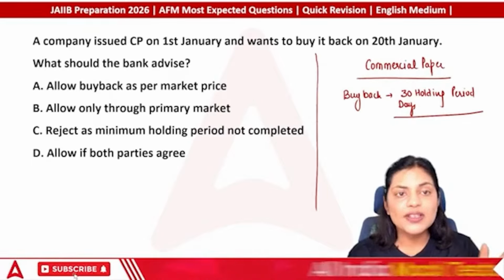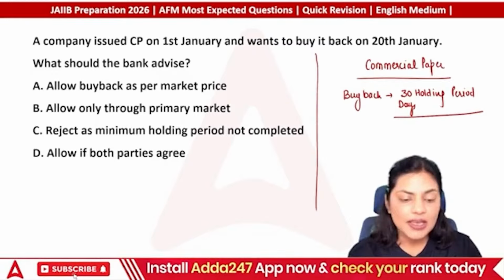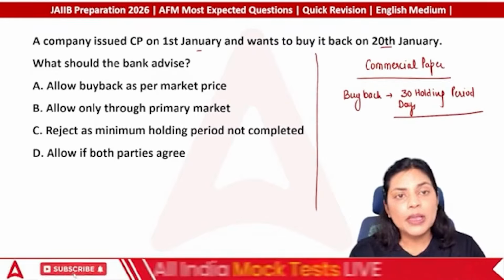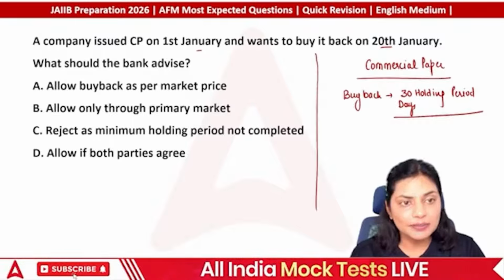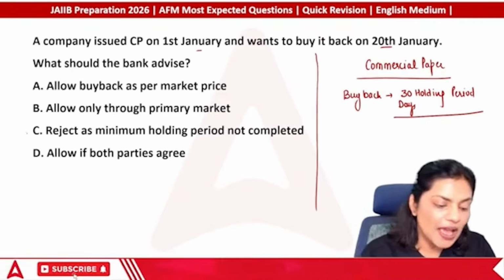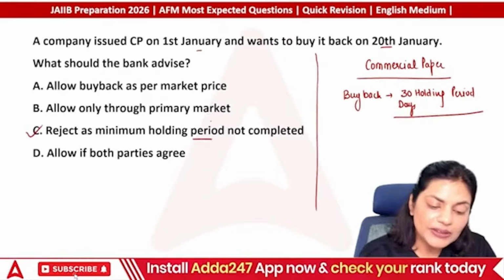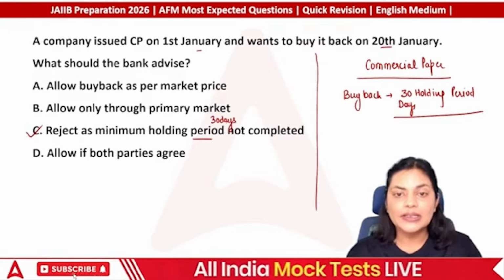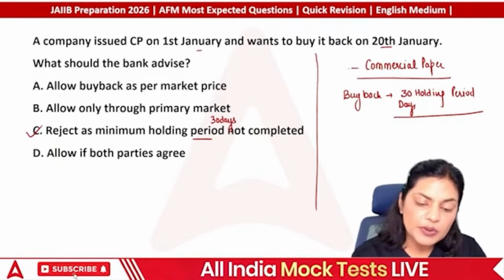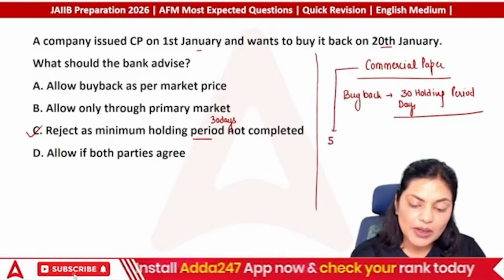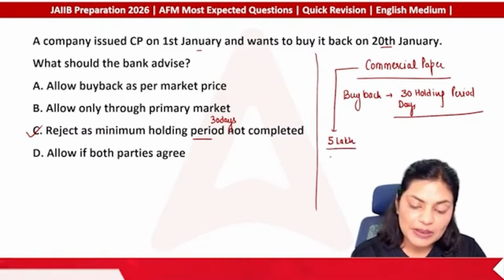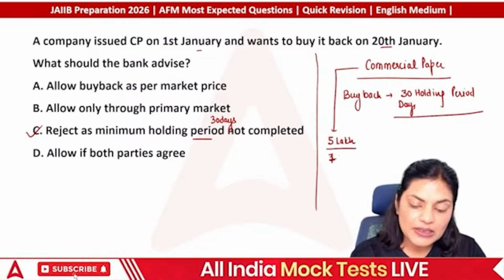So because the duration is less than 30 days, it was issued on 1st January and on 20th January they are asking for buyback, this condition is completely wrong. We should reject, as the minimum holding period of 30 days is not yet completed. We cannot approve it. Correct? For the issue of commercial paper, the minimum value is 5 lakh, and it should be in multiples of 5 lakh. Minimum time is 7 days and maximum is 1 year.